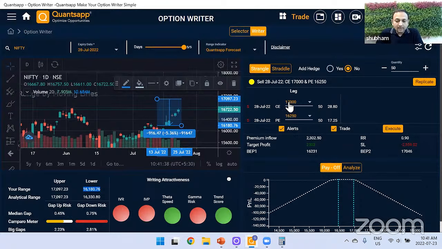Now the strategy has changed and it is suggesting me to sell a 17,000 call option and a 16,250 put option. Still, it is not selling 16,150. It is coming slightly inside the range. Why? Because we are getting some premiums also. And on the upside also, it is not selling 17,100 but saying 17,000. But this combination is the best possible combination. You can see the color is yellow, which means that it is not exactly 1:1, but it is still doable.